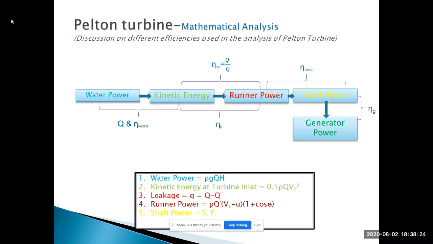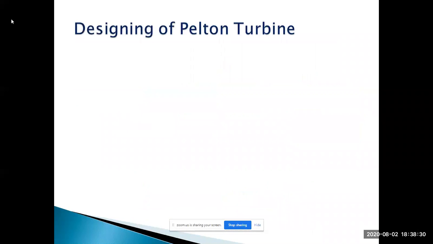Shaft power is what we are going to get at the shaft, and last is the generator power. So let's move ahead and talk about the designing of a Pelton turbine. The following points need consideration while designing a Pelton turbine.